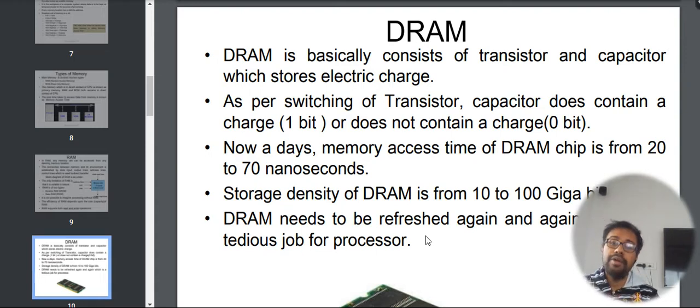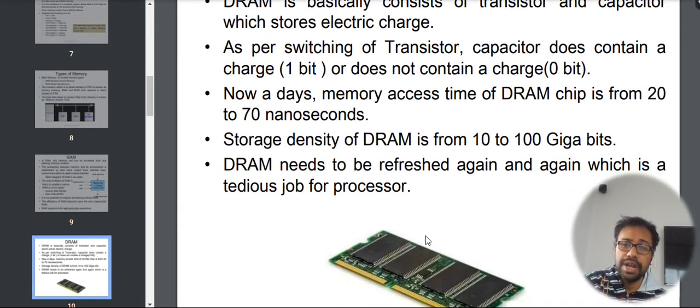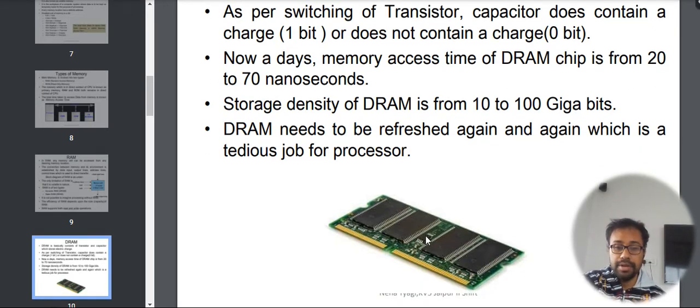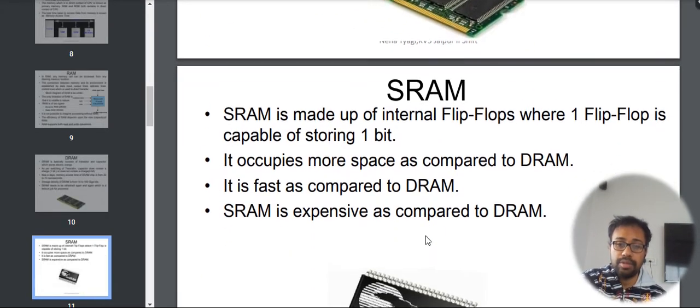Nowadays the memory access time of a DRAM chip is from 20 to 70 nanoseconds. This is quite fast. The storage density of DRAM ranges from 10 to hundreds of GB. And DRAM needs to be refreshed again and again, which is a tedious job for the processor. It needs to be refreshed every time. So the processor has its work cut out.